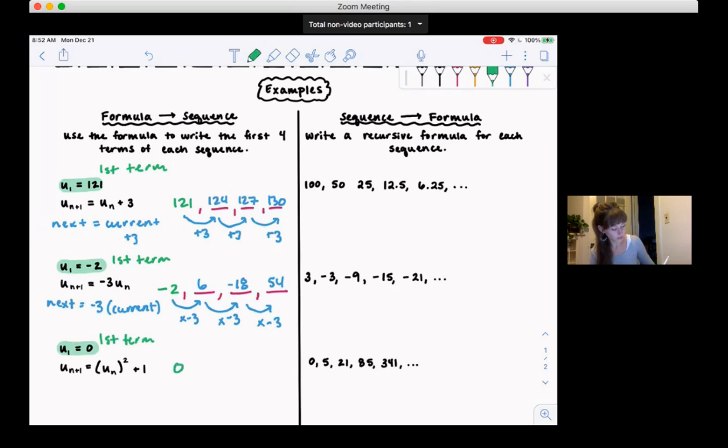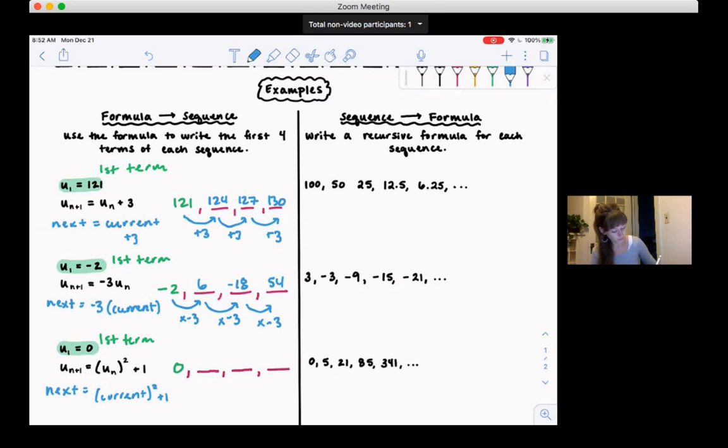So we know we start at 0, and then we want to fill in the next 3 terms. Our rule is a little bit more complicated this time. It says that the next term, u sub n plus 1, equals the current term squared. So we multiply it by itself, and then we add 1. Okay, so let's see if we can do it.